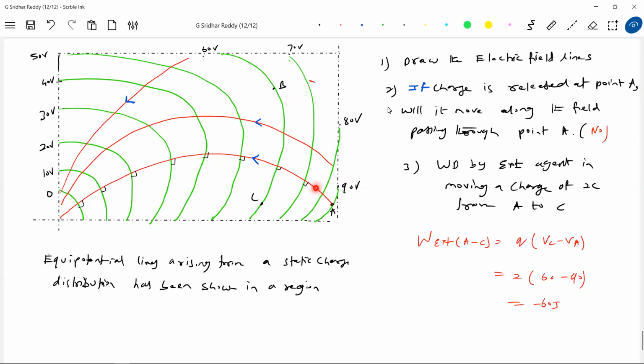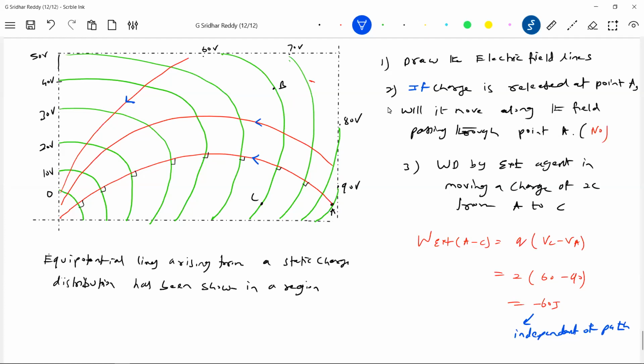Means I'll move like this, then I'll move like this, then in this way. Will it depend on the path? No, it is independent of path here. Again, this answer is any reason? Because it's a conservative field, no? Because this field is a conservative field.